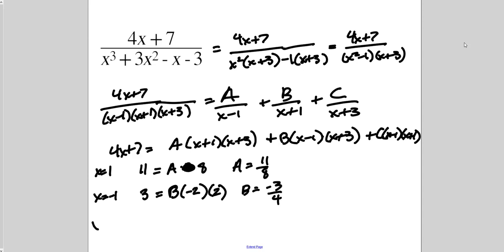And now we're going to try x equals -3. So when x is -3, this side is -5. And when x is -3, we just have c. And we have -3 minus 1, or -4, times -3 plus 1, or -2, or 8. So c equals 5/8. So that means that we can rewrite this expression as 11 over 8.